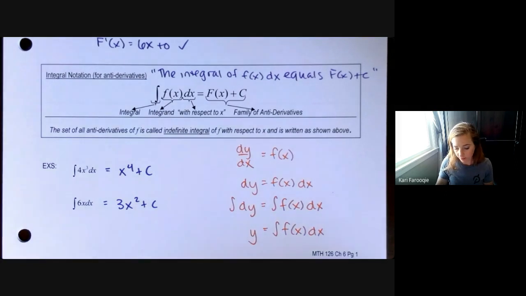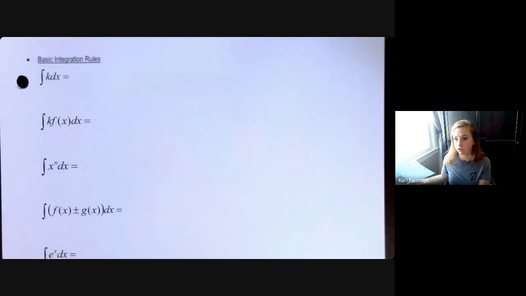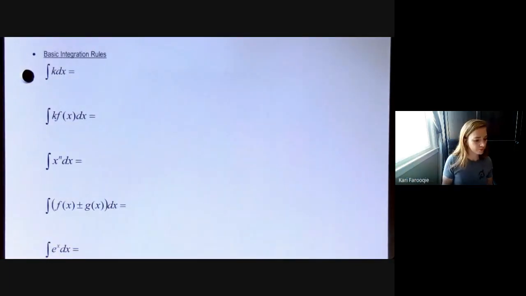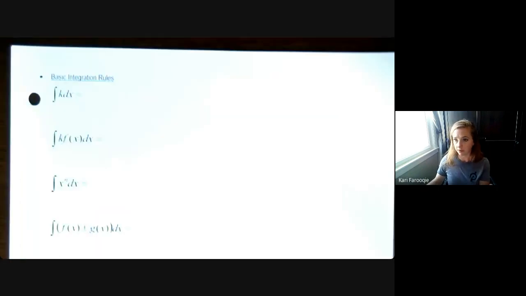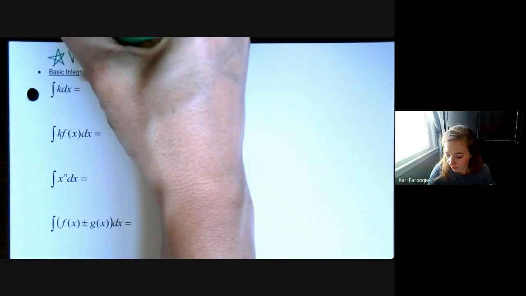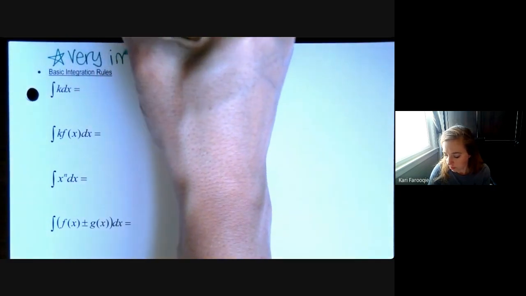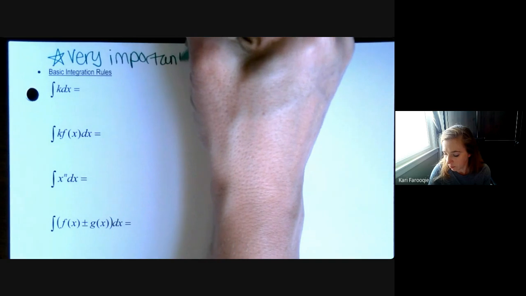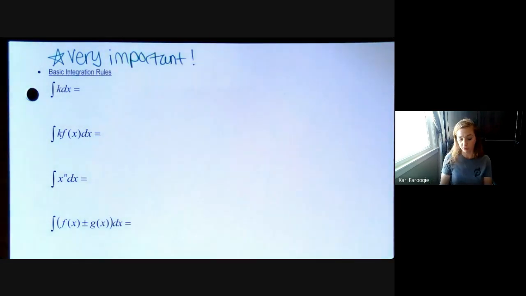All right, let's talk about some really important rules for integration, basic integration rules. Okay, so I want to make sure that we are noting that these are very important. Remember back in chapter 3, you learned derivative rules. So we're basically going to be undoing those derivative rules to get rules for the antiderivatives. That's what we're going to be focusing on right now.